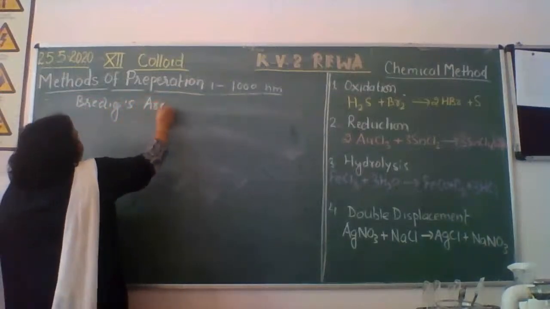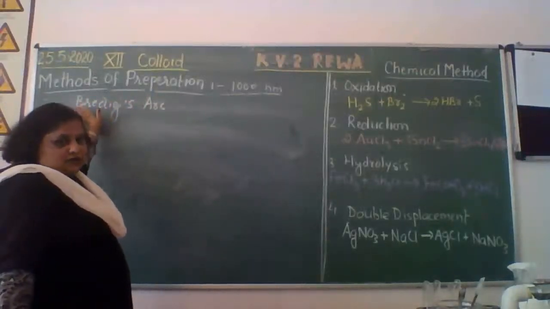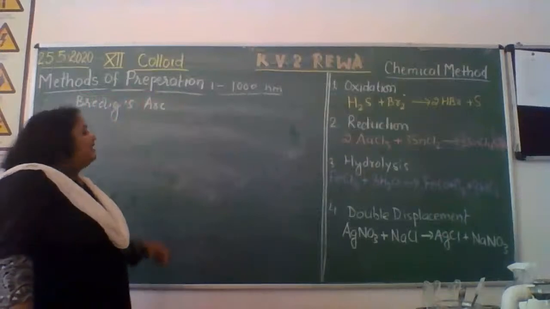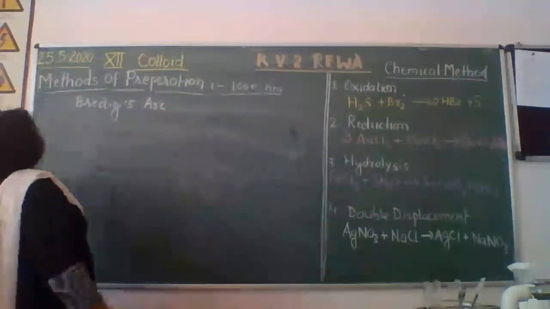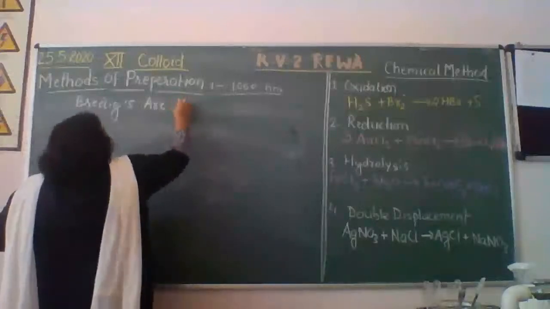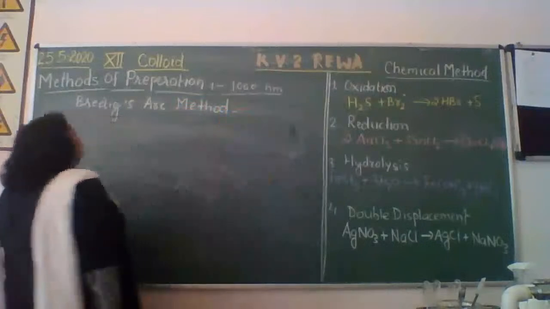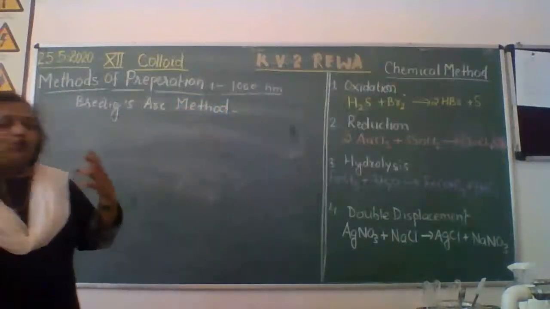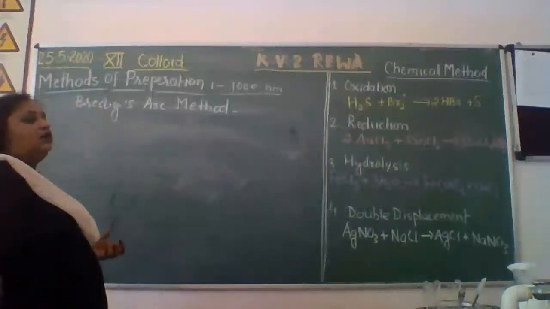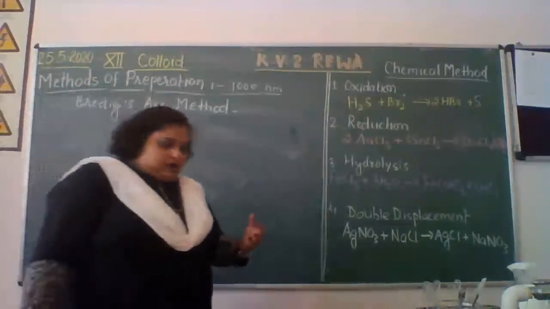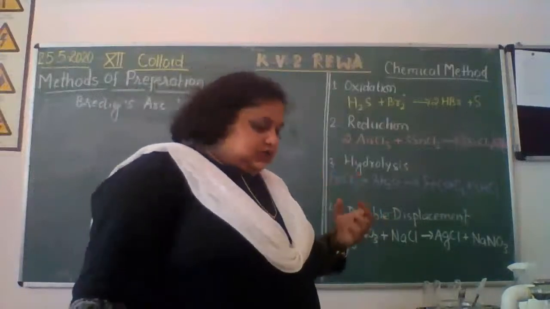Arc, because an electrical arc is produced here, that's why it is named arc. How can you forget to give the credit to the scientist who has done this wonderful job? So that's why it is called Bredig's arc method, right? And two phenomena take place simultaneously in this method. One is dispersion and the other is condensation.